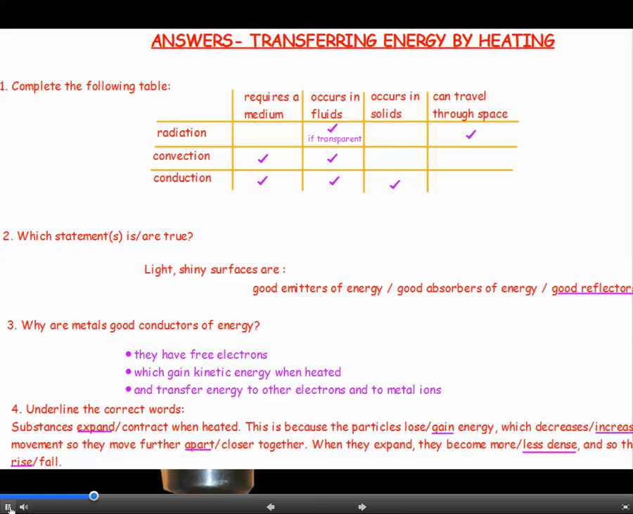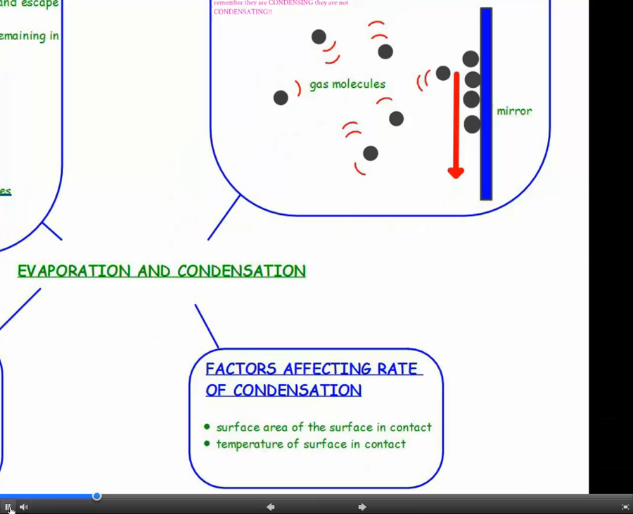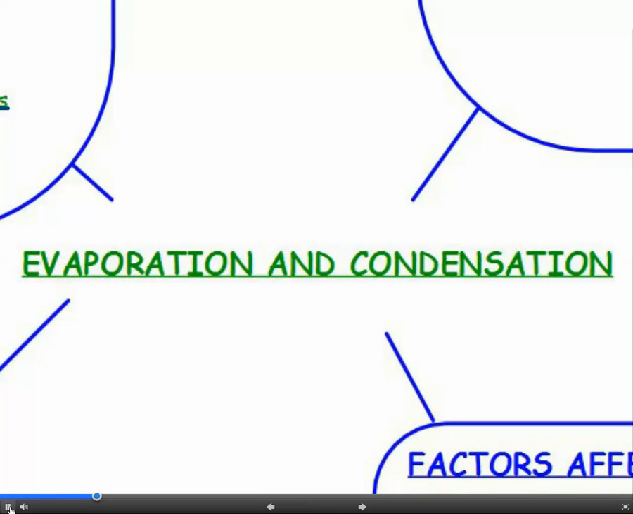So here are the answers to the questions at the end of the previous chapter. Hopefully you've got all these right. So why don't you tick these off before we go on to evaporation and condensation.